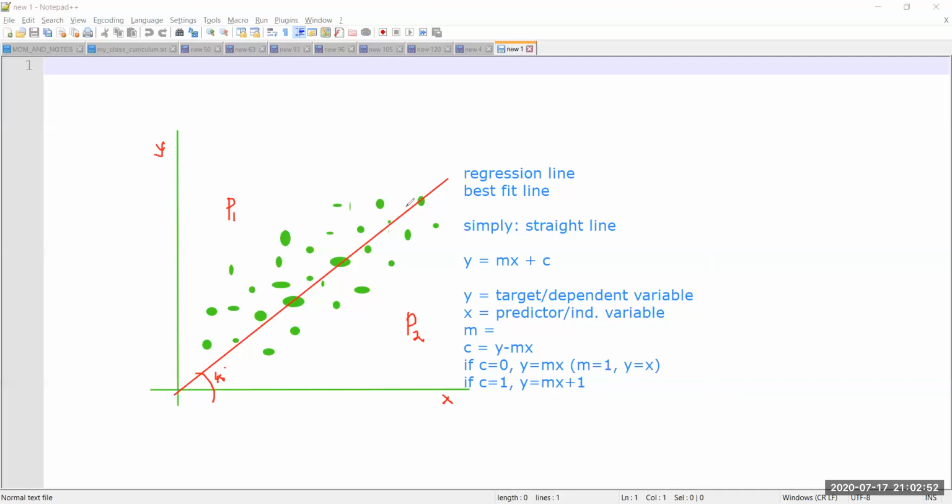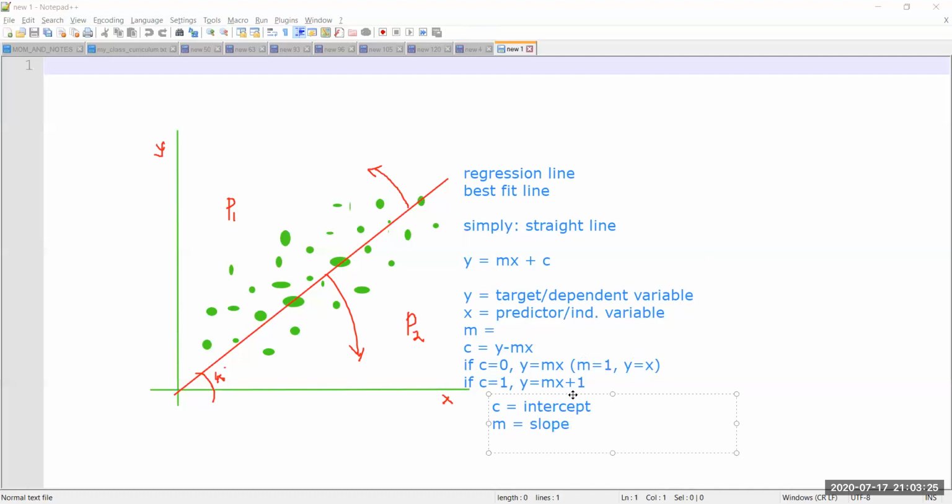So the value of c determines how much slant this line will be on the upper side or on the lower side. That is the reason why I will again get back to my text. I don't know whether I can write it again over here. C is also known as the intercept, and M is called the slope.